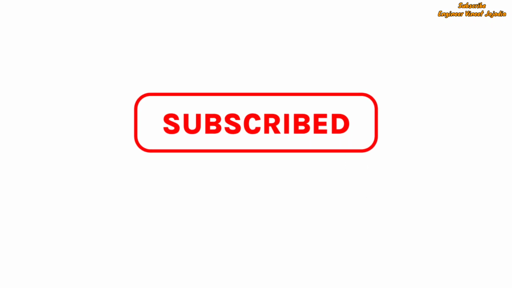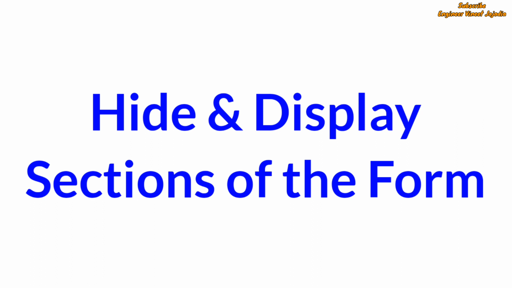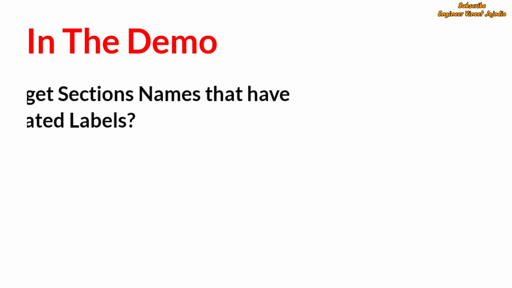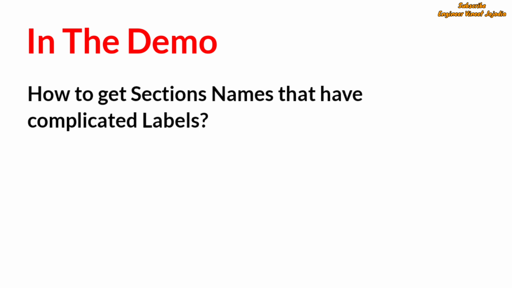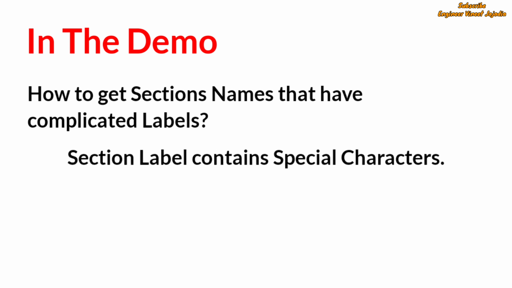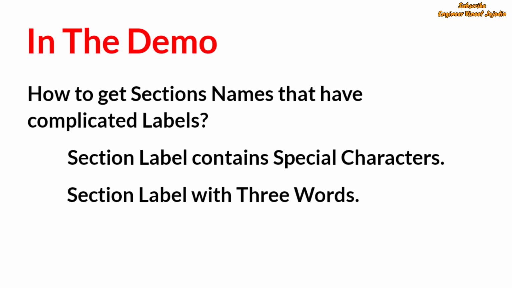In today's video, we are going to understand how we can hide or display sections of the form according to the conditions. In the demo, we are also going to understand how we can get section names that have complicated labels, like a section label that contains special characters, or a section label with 3 words. Okay, let's begin the demo of it.